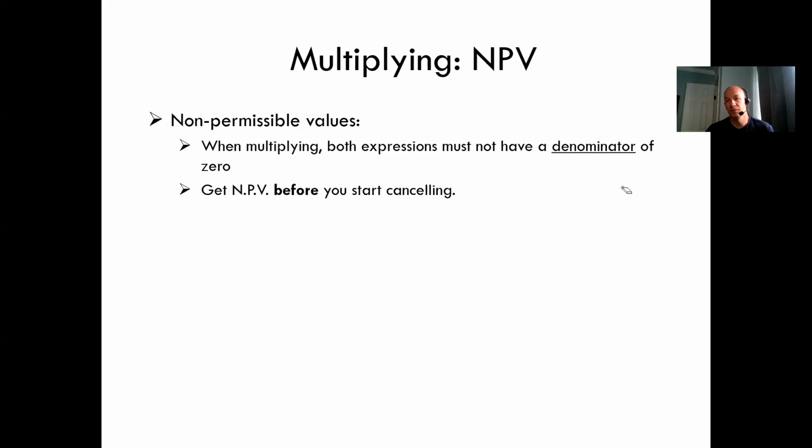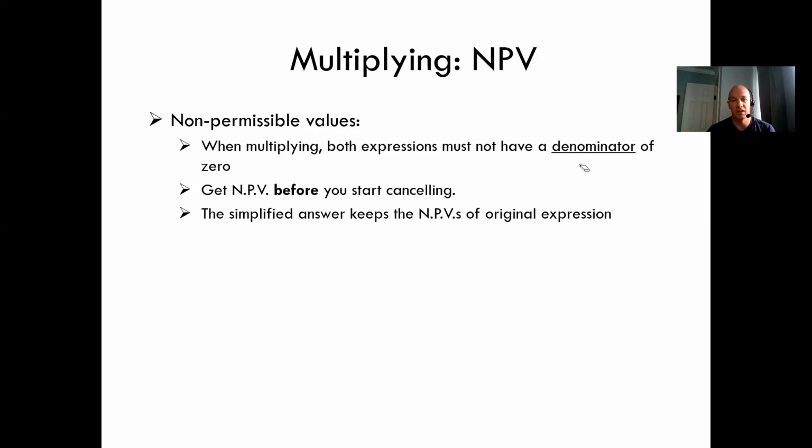So please make sure you're clear on that one. We're always saying canceling works to effectively give us a 1, but you just have to make sure you're not actually ever dividing by 0. That's why the non-permissible values exist. And of course, once you do some simplifying, you keep the non-permissible values of the original expression.